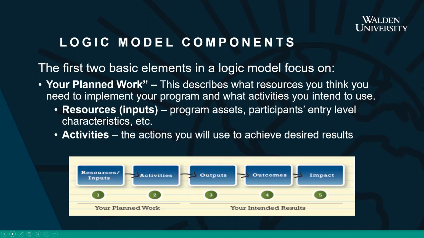So when we actually start looking at the components of the logic model, we basically break up the five components into two categories. The first category is your planned work. So what are you doing? And when we look at that, we break it into resources, or sometimes those are referred to as inputs, and then the activities that we're actually doing.